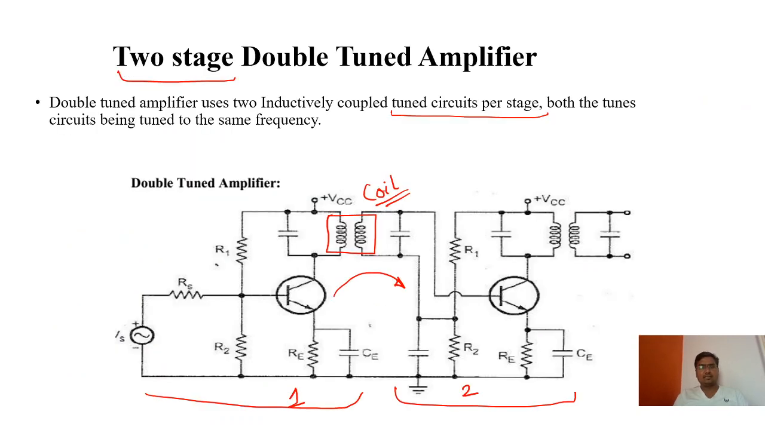If you are using double tuned amplifiers with two stages, then you might have two different tank circuits or two different tuned circuits, but you have to make sure that the two tank circuits have the same resonant frequency. That is most important. The resonant frequency must be the same. Otherwise, if the first stage has a tank circuit with one resonant frequency and the second stage has a tank circuit with a different resonant frequency, that will never work. It will work in the other case that we are supposed to discuss now.